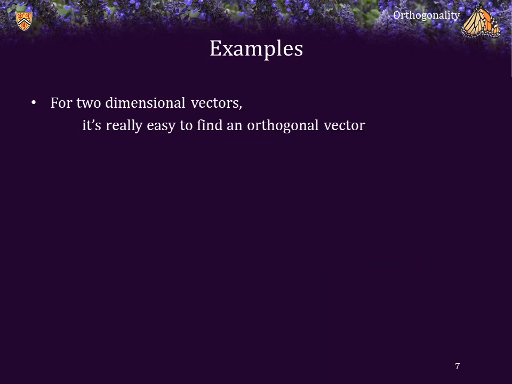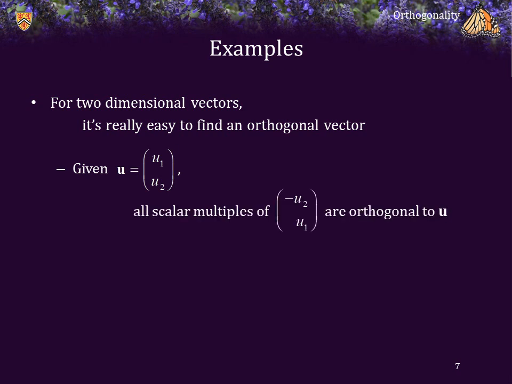Actually, in 2 dimensions, it's really easy to find an orthogonal vector. Given the vector u1, u2, all scalar multiples of negative u2, u1 are orthogonal to u. So just flip the entries and negate either of the entries, because then the inner product between u and this new vector is u1 times negative u2 plus u2 times u1, which, whatever value u1 and u2 have, is going to equal 0.